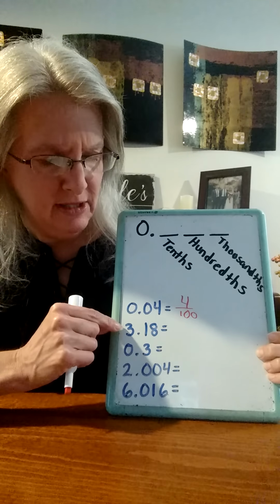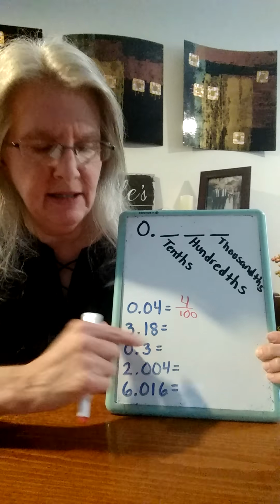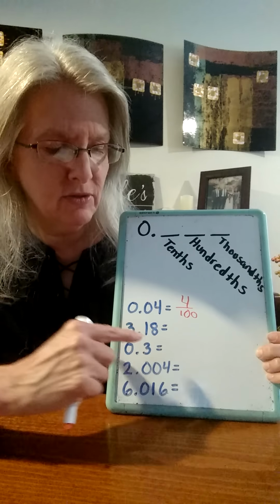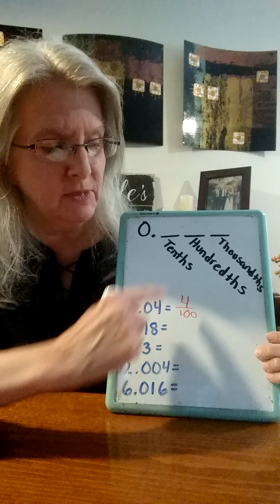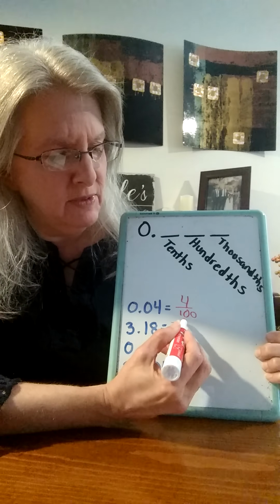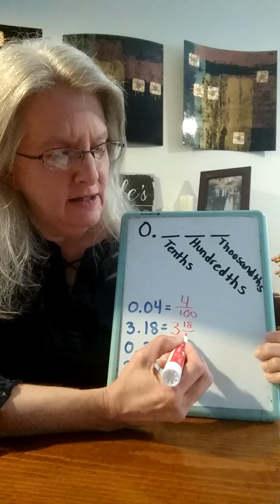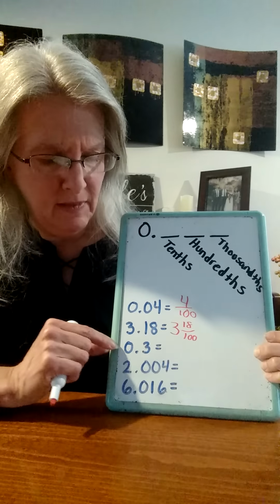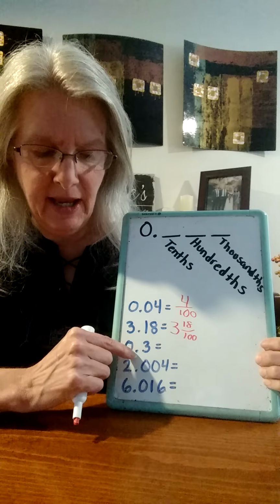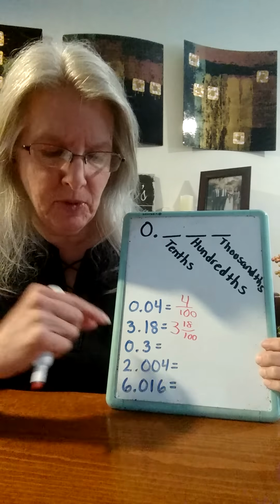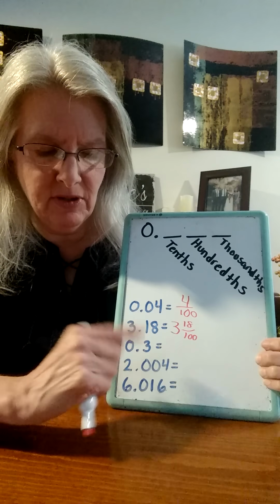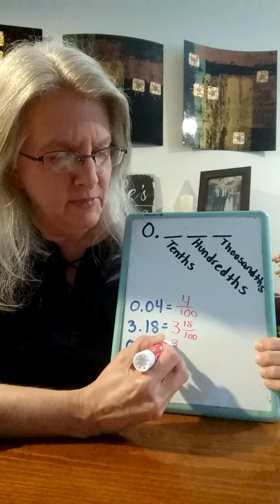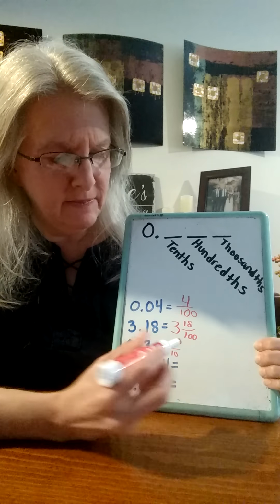Our second one is 3 and 18 hundredths. The reason we know it's hundredths is because it's 2 places after the decimal, and 2 places after the decimal is hundredths. To write it as a fraction, we would say 3 and 18 hundredths. Our next one is 0, and remember we always say "and" for our decimal point. 0 and 3 tenths because it's in the first place after the decimal. So we can just simply write 3 tenths.